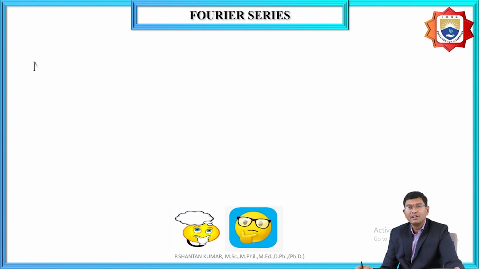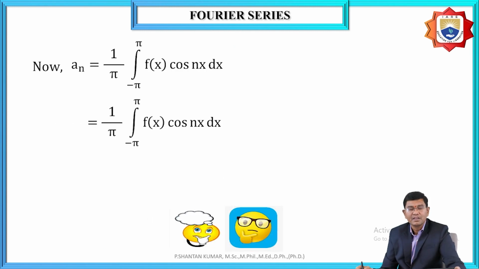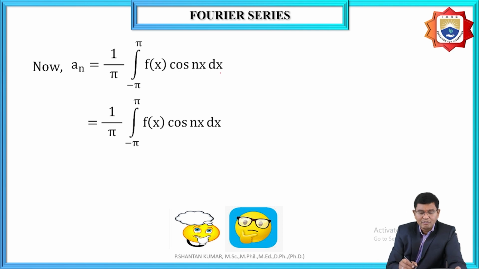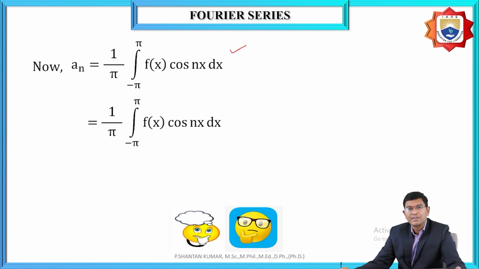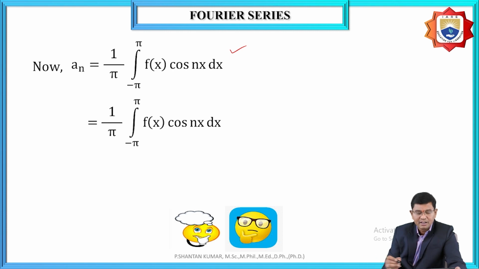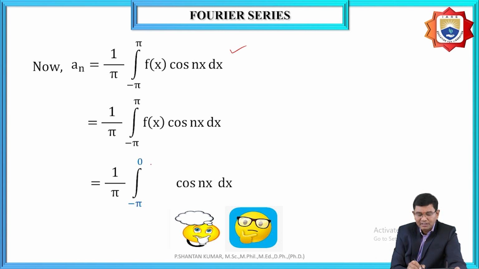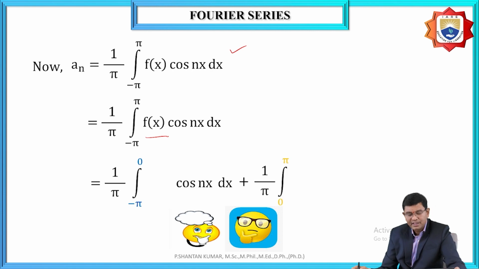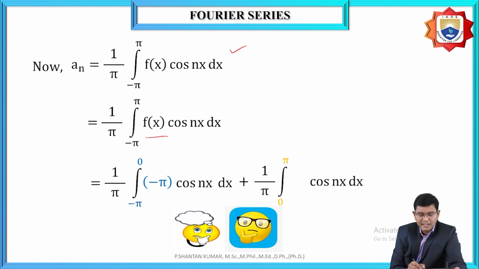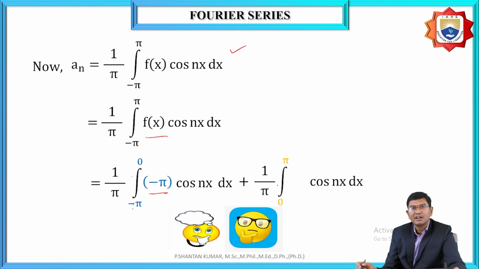And similarly, we need to find out what an is. That an is nothing but, as we know, 1 by pi integration minus pi to pi f of x cos nx dx. And here f of x is the given function, splitting into two parts, minus pi to 0 and 0 to pi. Between minus pi to 0 the function is minus pi, and between 0 to pi the function is x, into cos nx. And it is also integrating by parts.